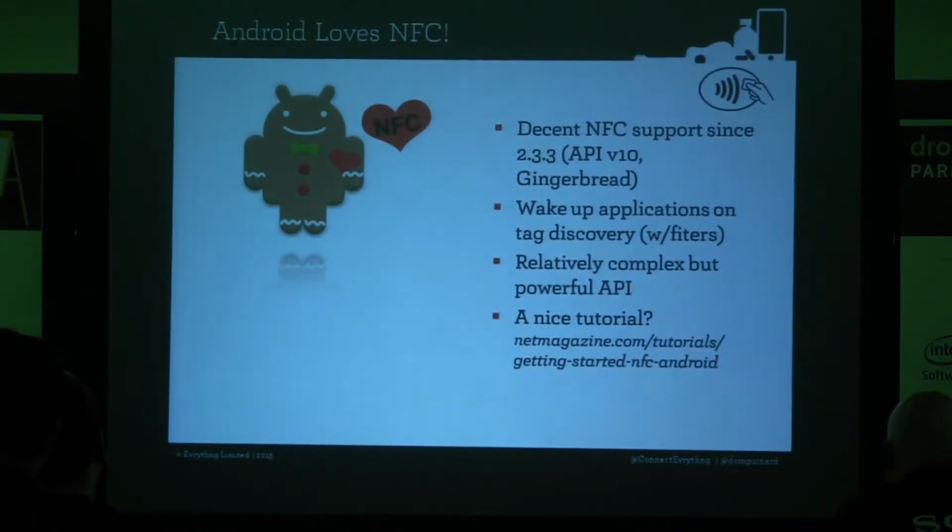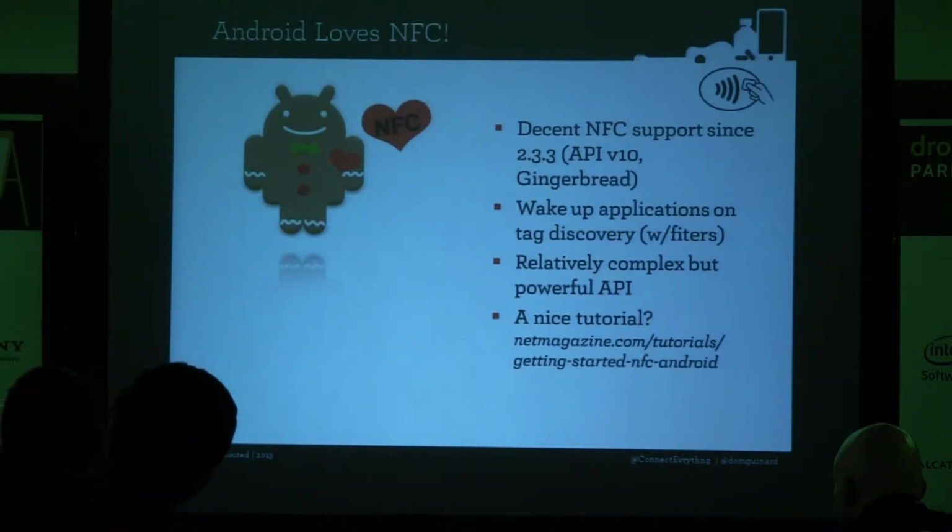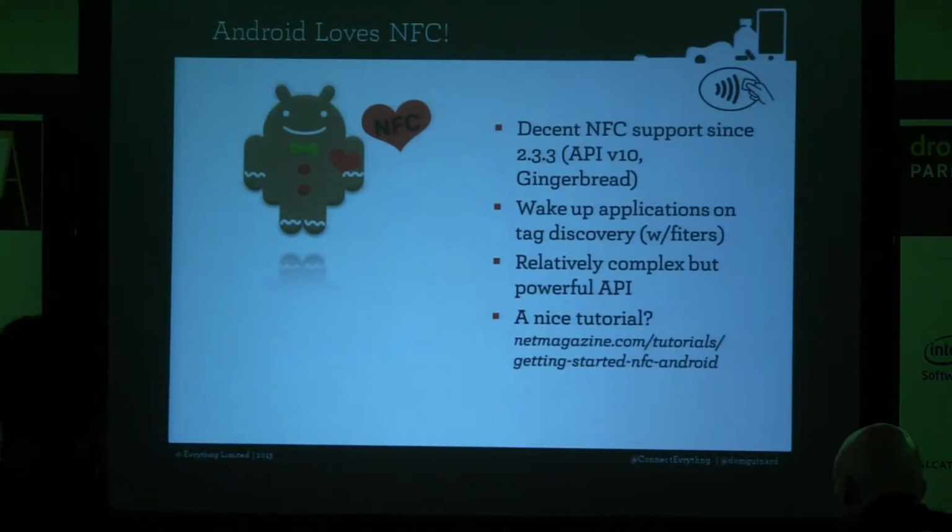So now you can also find tags again and buy them. Now, a cool thing about NFC on Android is that it can wake an application on tag discovery. So whenever Android discovers a tag, it will actually pop up the right application. The API is relatively complex, so just for scanning a tag and reading it, you have to write a decent number of lines of code, but it's actually quite powerful. You can use it for mobile payments, you can use it for many things. If you want a nice tutorial, because when I was beginning with NFC on Android, I Googled a lot and couldn't find any comprehensive resource, this one is actually pretty good from Net Magazine.